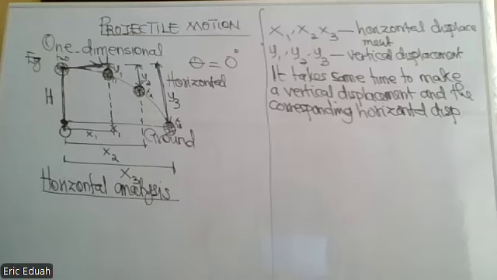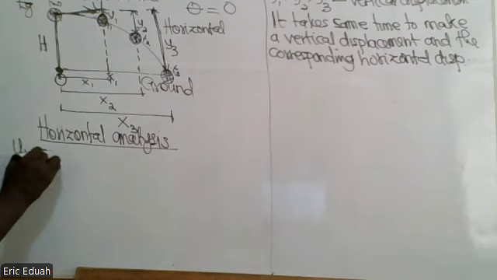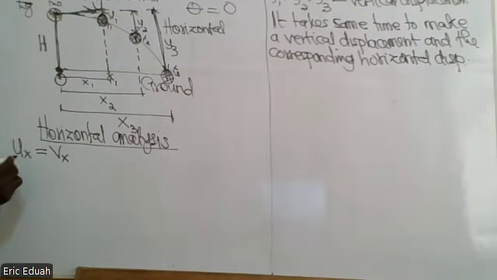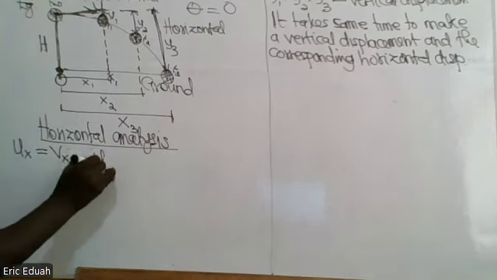For projectile motion, the horizontal velocity is always constant. So for projectile motion, the initial horizontal velocity, horizontal is represented here by x, is equal to the final velocity. Initial horizontal velocity and final horizontal velocity are all equal to u. U is the velocity of projection.